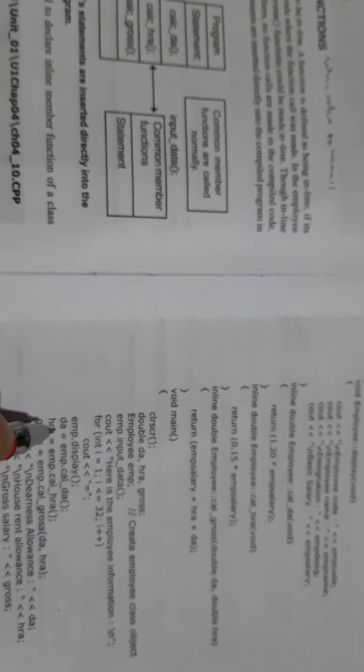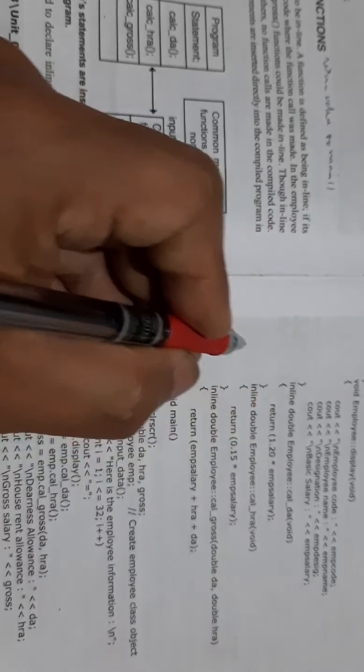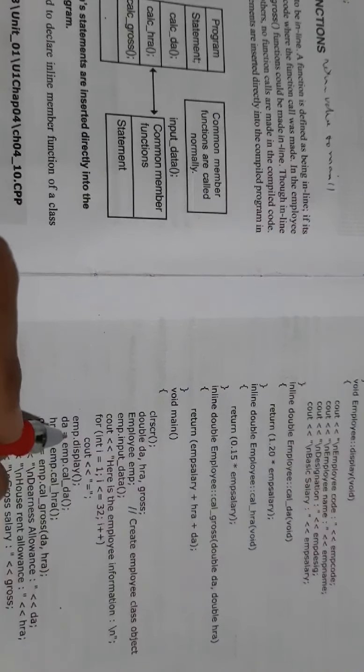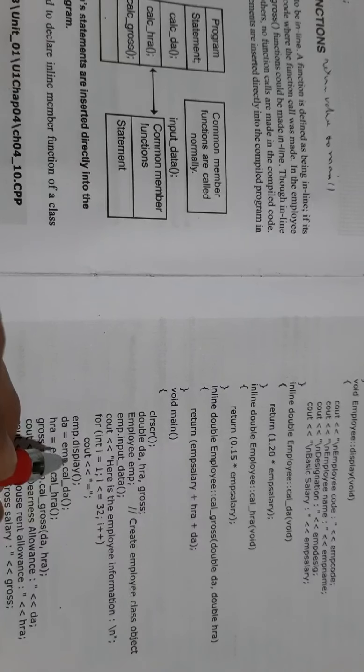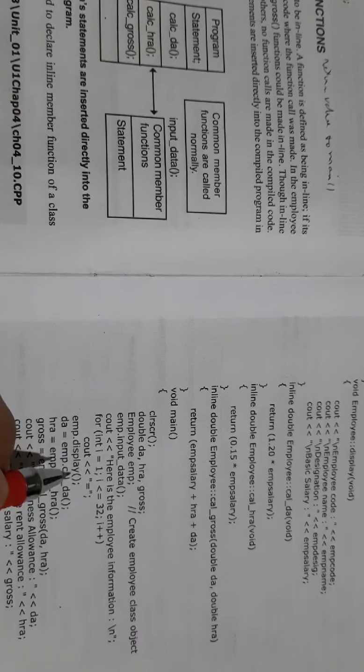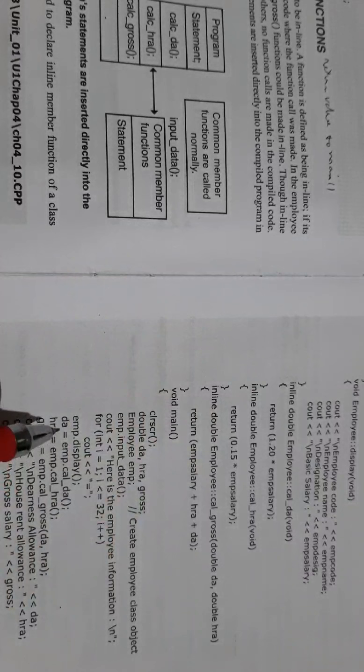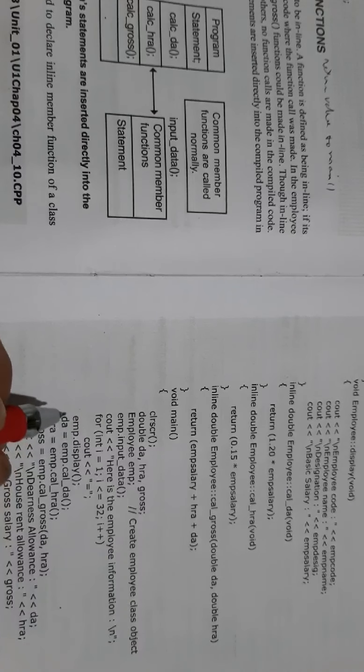Now after that, the formula is executed: da equals emb dot calculate da. So here this is your calling function. Since this function body is returning a value back to the main function, in the calling function section of main there must be another variable to hold the data, because this can hold only one data, right? So there must be another variable to store the data. That is why this da variable is used, this hra variable is declared, and this gross variable is declared.